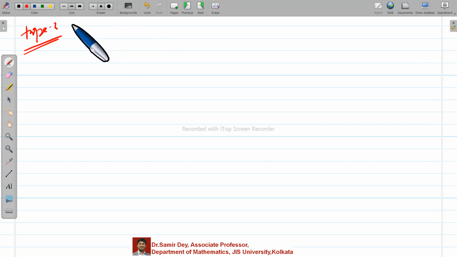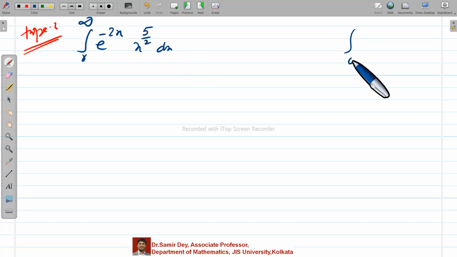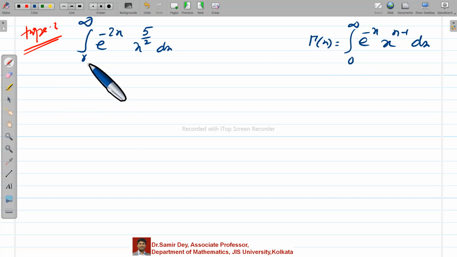Now, integral from 0 to infinity of e to the power minus 2x, x to the power 5 by 2 dx you have. The gamma n formula is integral from 0 to infinity of e to the power minus x, x to the power n minus 1 dx. Clear? So now this is gamma n. Now you compare 0 to infinity, which is good, e to the power x, but here it is e to the power 2x. Okay, then what you do?